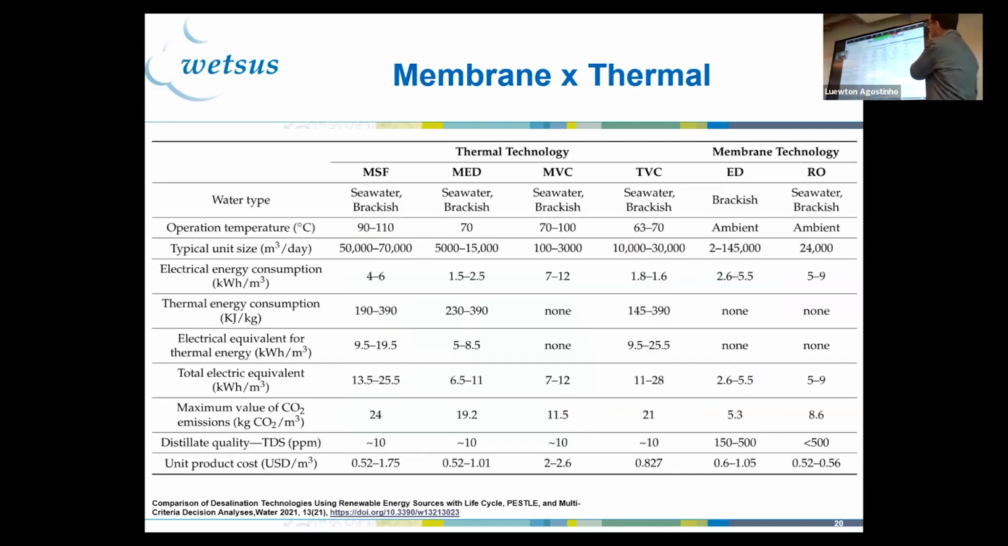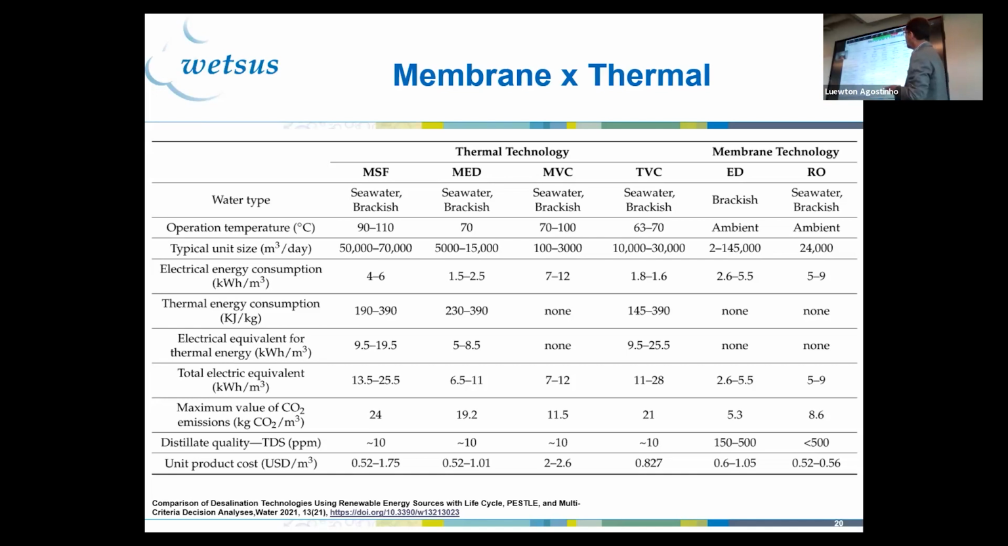And when you also compare membrane and thermal processes, all of these guys you see at the end and in the beginning are thermal. And here I give two examples of membrane technologies, electrodialysis and reverse osmosis. There are very critical differences. One, of course, is the operation temperature. The thermal desalination processes all work at a temperature of around 70 degrees to be able to produce fresh water, while the membrane processes work at ambient temperature.